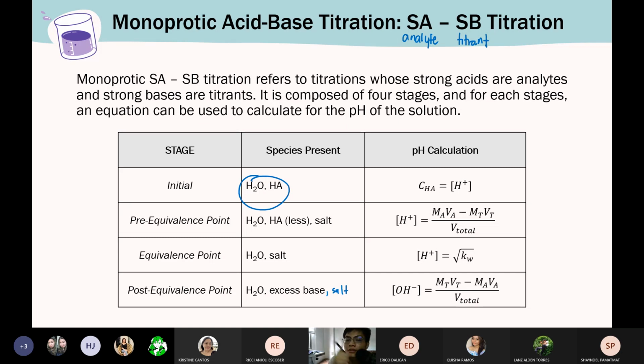Sino kaya yung magde-determine ng pH? Si water or yung acid? What do you think? Sino sa dalawa yung magde-determine ng pH? Is it the water or yung acid? Any guess? Actually, may clue na dyan sa column dyan. So, it is the acid.